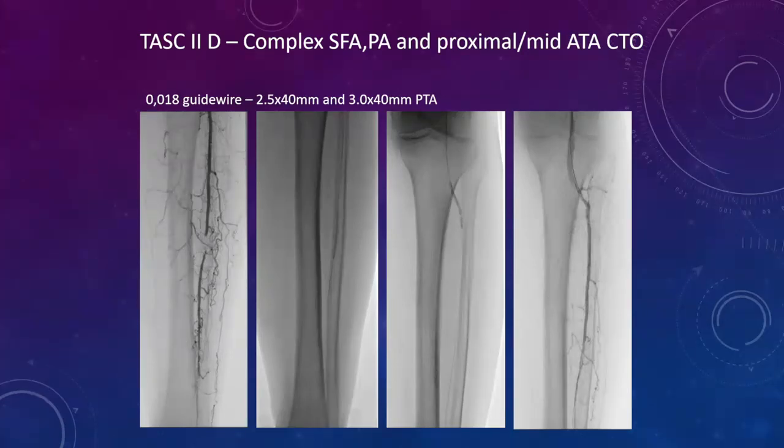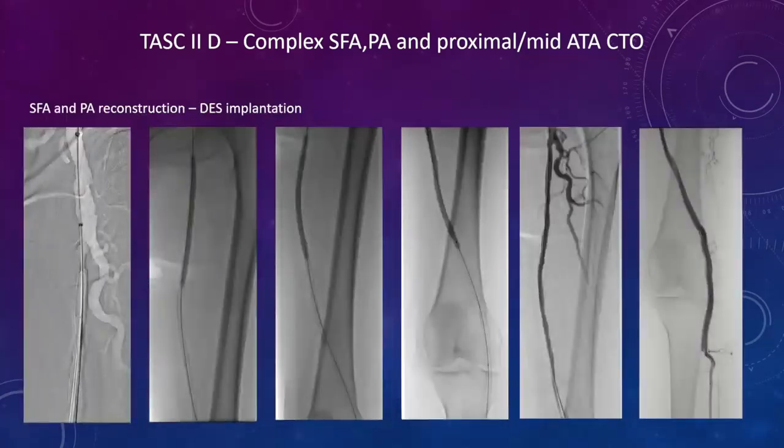balloon angioplasty at the origin and the mid part of the anterior tibial with a satisfactory result, followed by the SFA angioplasty. But as you can see there, when you have a really long segment dissection, you have to implant a scaffold to keep it open. So it ended up with the drug-eluting stent technology.